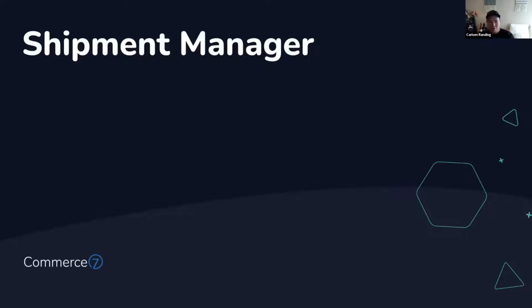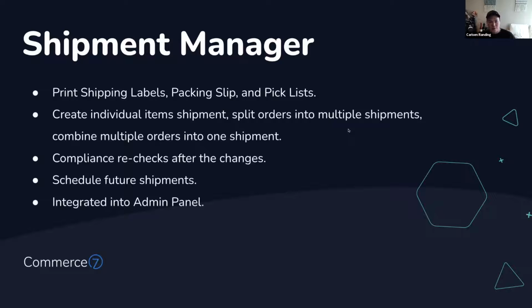The second app I want to talk about is Shipment Manager. Shipment Manager is an app created by Treefrog Digital. The main purpose of Shipment Manager is to allow you to fulfill and ship your wine order from beginning to end directly through your Commerce7 admin panel. It allows you to print shipping labels, print packing slips, and pick lists. But the real differentiator with this app is its ability to make customization to shipments.